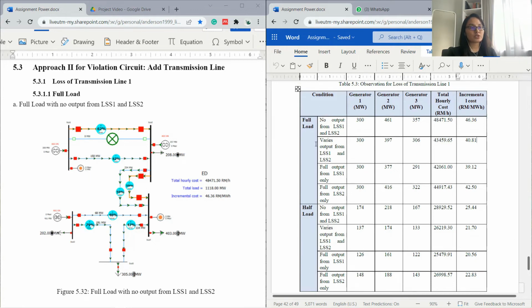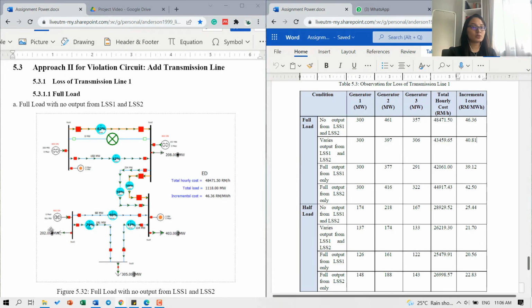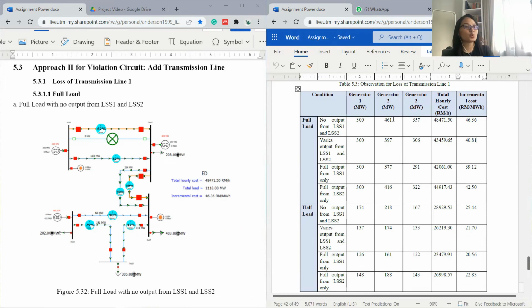As a comparison between 4 different conditions with full load. The first condition, that is no output from LSS1 and LSS2, they produce the highest power, that is from generator 2, that is 461, due to no output from the other two LSS, resulting in the highest total hourly cost as well as incremental cost compared to the other two conditions. Hence, generator 1 produces the same power. Full load with no output.